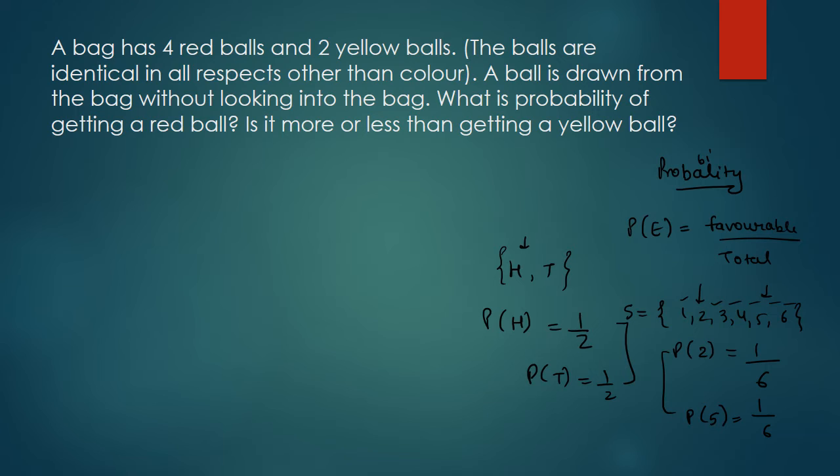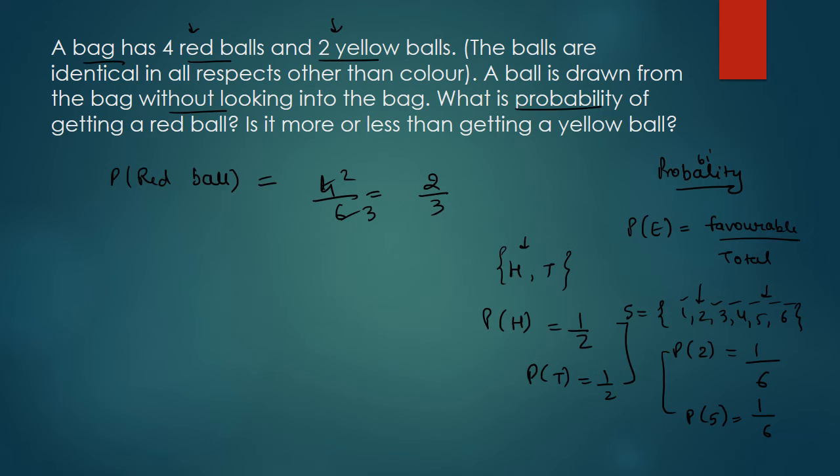Here see, a bag has 4 red balls, 2 yellow balls. The balls are identical, just the color is different. One ball is drawn from the bag without looking into the bag. Probability of getting a red ball. If you are supposed to find the probability of a red ball, the formula is favorable outcomes upon total number of outcomes. How many red balls are there? 4. How many total balls are in the bag? 4 and 2, 6. So 4 by 6, that is 2 by 3. This is the probability of getting a red ball.